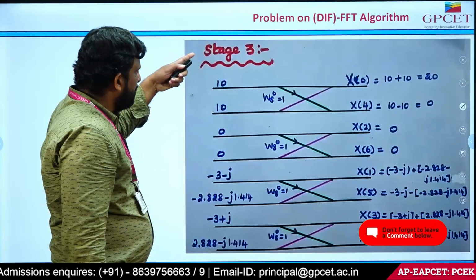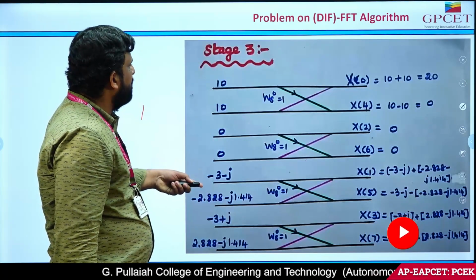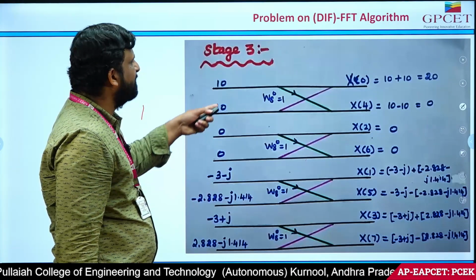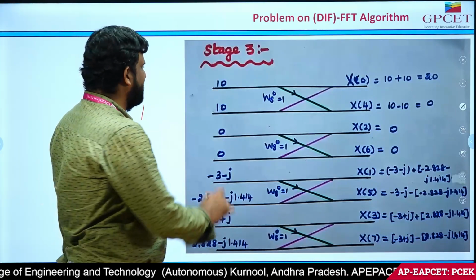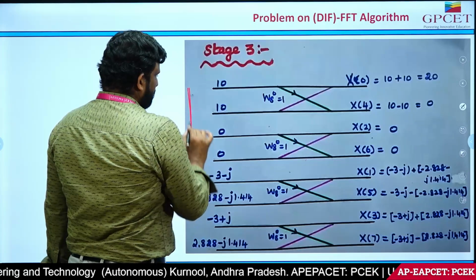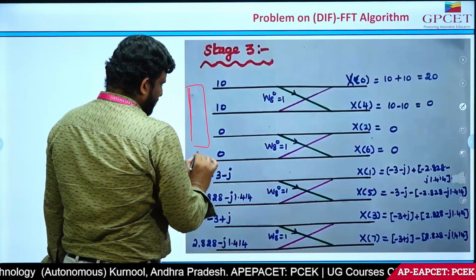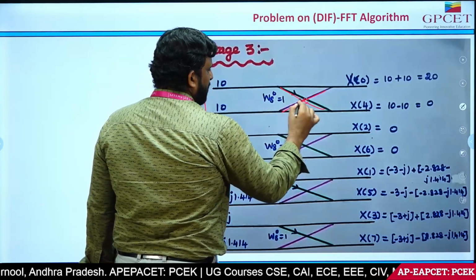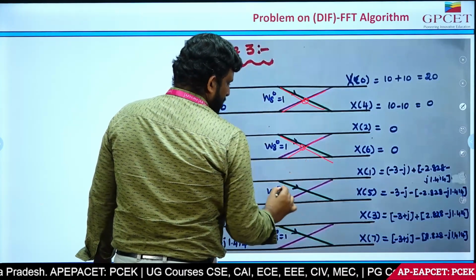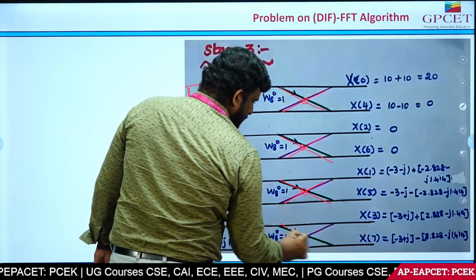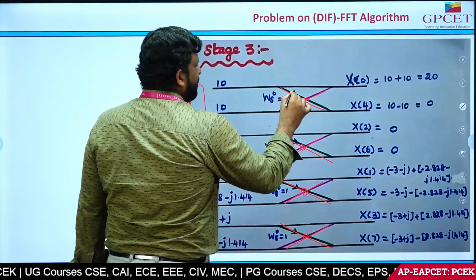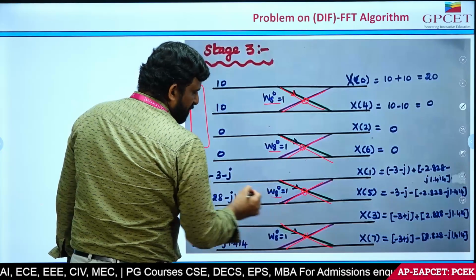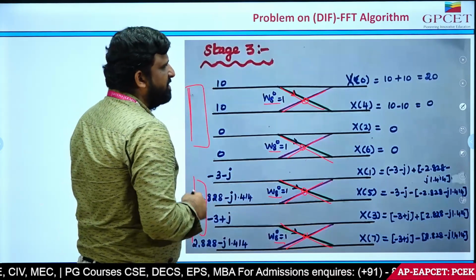See here, the output sequences of the second stage will be the input for the next stage, which is the third stage, the final stage. That is, here the 2 is converted into 1, the first butterfly, 2, 1, 2, same, and the twiddle factor will be only 1, W8 to the power of 0, W8 to the power of 0, W8 to the power of 0, W8 to the power of 0.